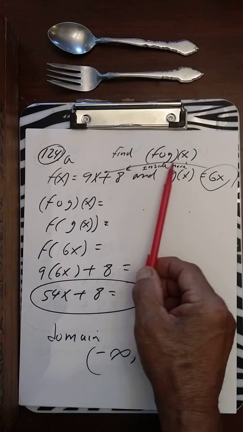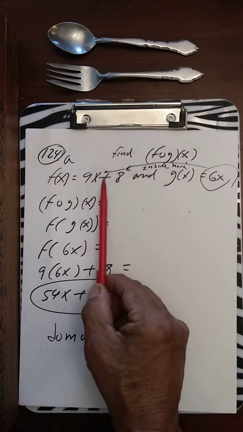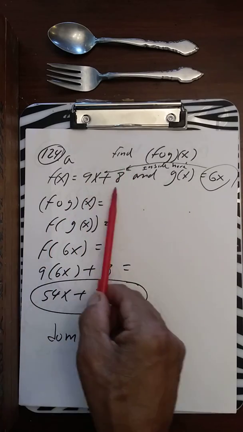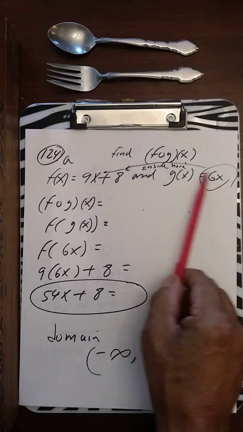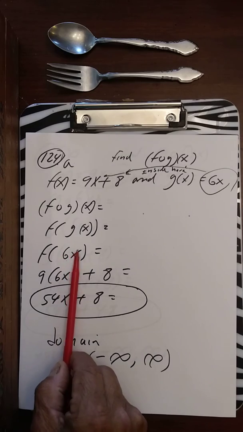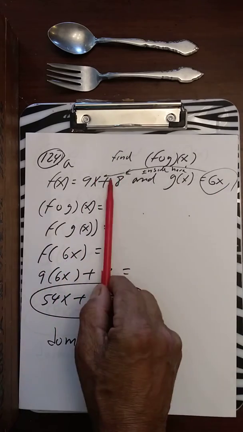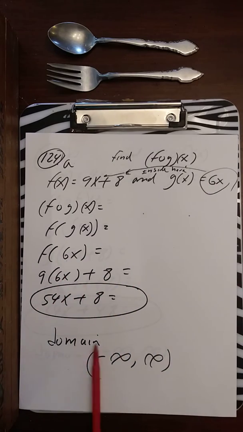f of x is that. Find f circle g of x, composite functions. So there's a function. f of g of x means this one goes inside, right there where the x is. So f of g of x means 6x goes inside the other one. So 9 times 6x goes in there, giving 54x plus 8, and we're done. Now, domain is negative infinity to infinity.